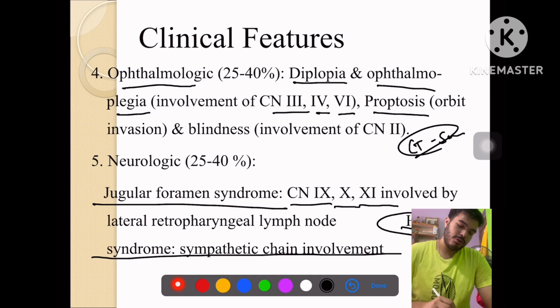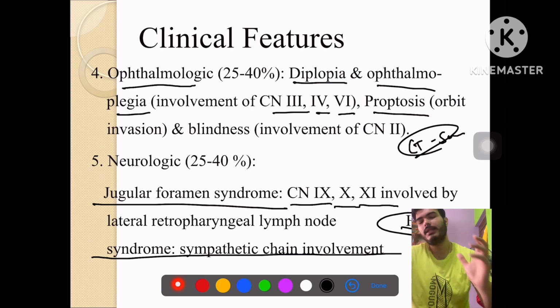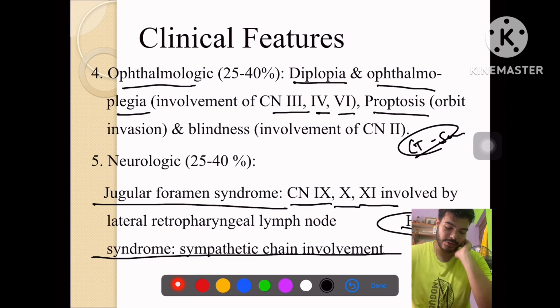Now, for nasopharyngeal tumor biopsy, you can go for a scene or blind biopsy, and FNAC of the neck nodes. I already told you that there is a Rovius sign, enlargement of the lymph node at your neck. You can go for an FNAC.